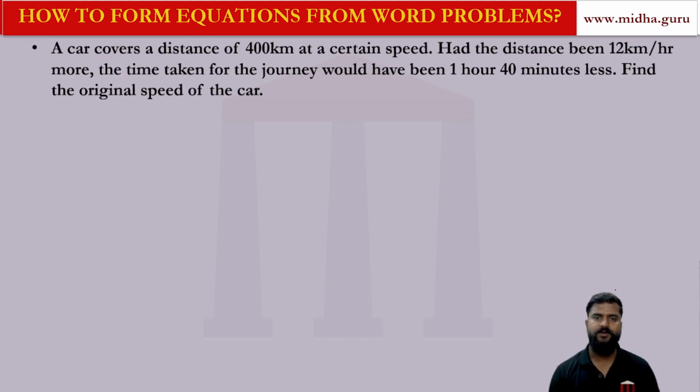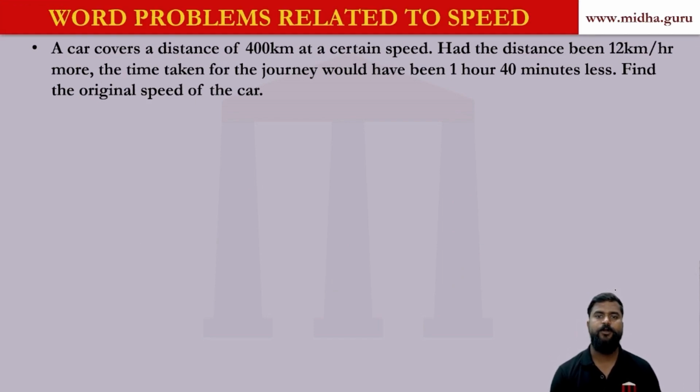Now that we have understood how to form equations based off of problems of speed, distance and time, let's try and solve a few problems. Okay. First question says a car covers a distance of 400 kilometers at a certain speed. I'm sorry, I wrote distance by mistake. This should be, had the speed been 12 km per hour more, the time taken for the journey would have been 1 hour 40 minutes less. Find the original speed of the car.